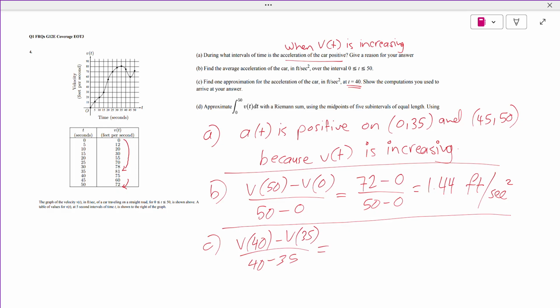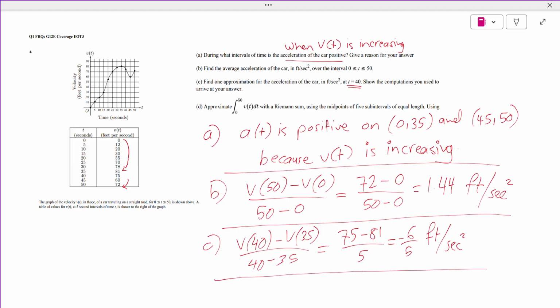Take those values from the table. V of 40, 75, right? 75 minus 81 over 5. This is negative 6 over 5 feet per second squared. Again, you can use another interval like 40 to 45. Okay.